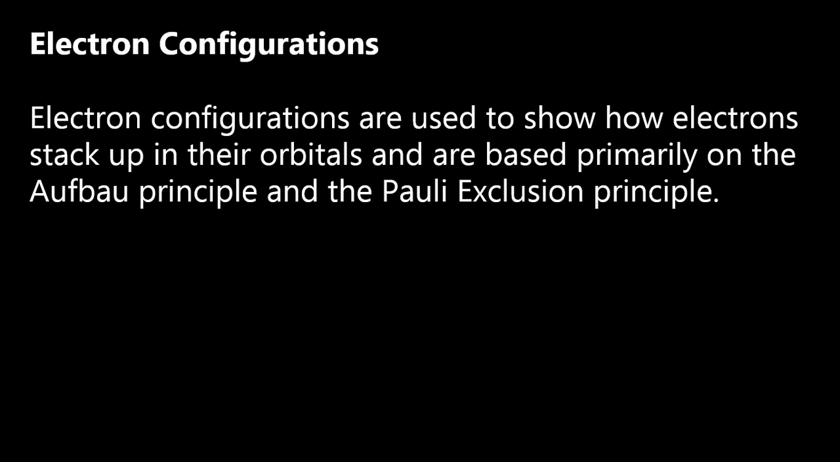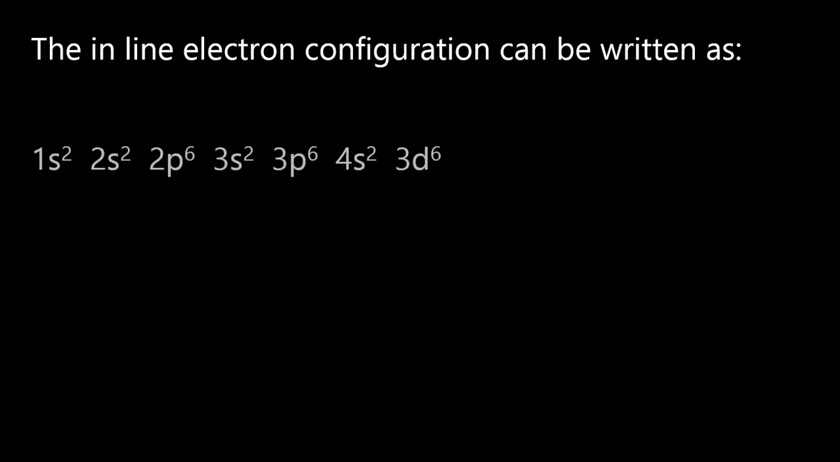And so based on the Aufbau principle and the Pauli exclusion principle, we've made up these electron configurations to make them as simple as possible to understand. And so we have this line electron configuration which can be written out. So if we go back to our iron example from the previous note, it will look like this.